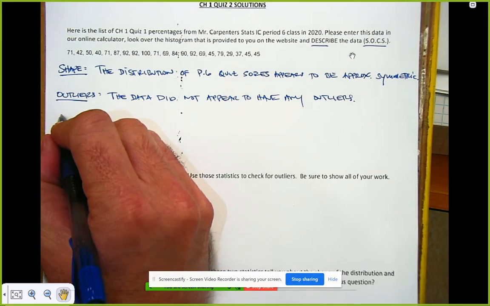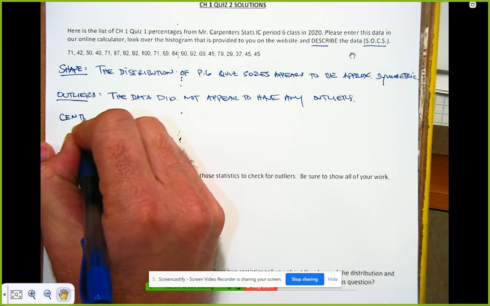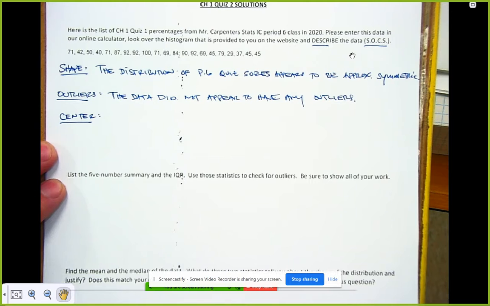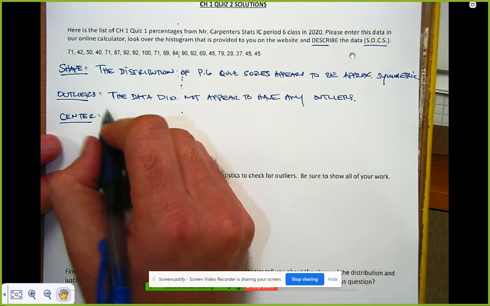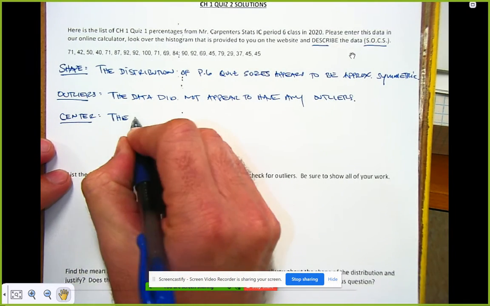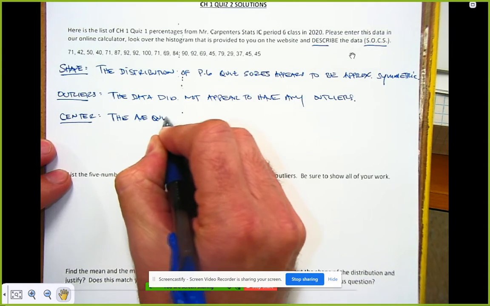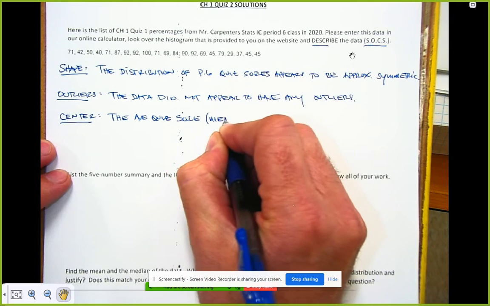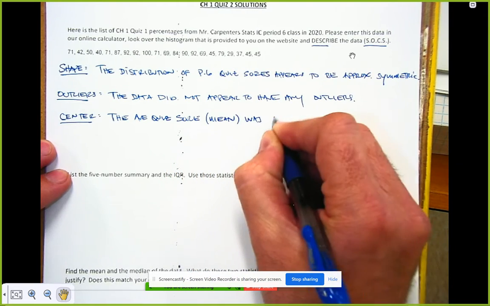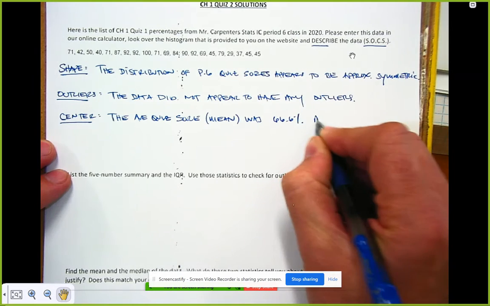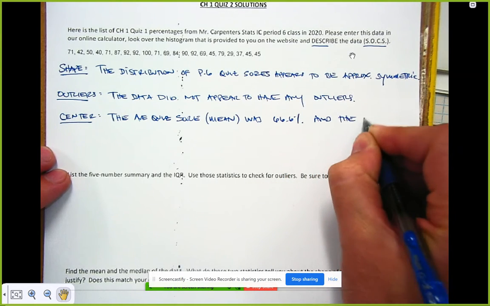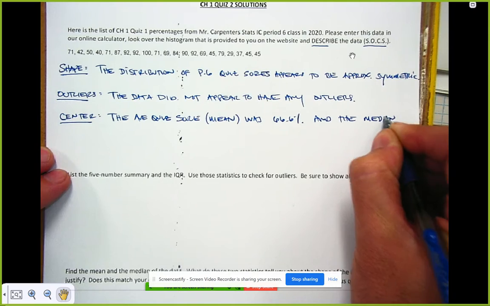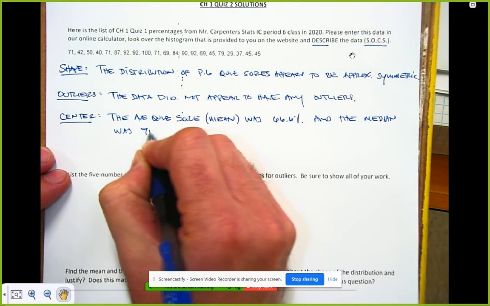The next one would be center. And what we did for center, right, is we used context and we used both measures of center, median and mean, which were given to you. So you would say the average quiz score, which is the mean, right? The average quiz score, again, this is the mean, was 66.6, and the median was 71.